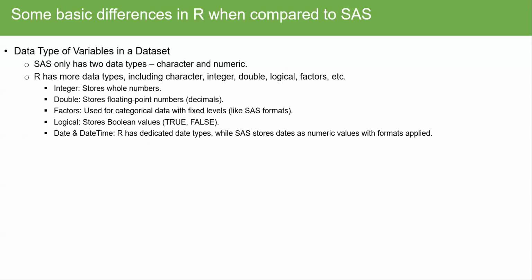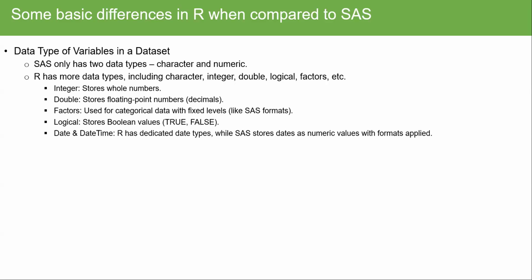Continuing with the basic differences in R compared to SAS, we have data type differences as well, the data types of variables within a data set. SAS only has two data types, character and numeric. R has more data types, which include character, integer, double, logical, factors, etc. Integer is used to store whole numbers, and double is used to store floating point numbers, for the numbers where we have decimal places. And we have something called factors.